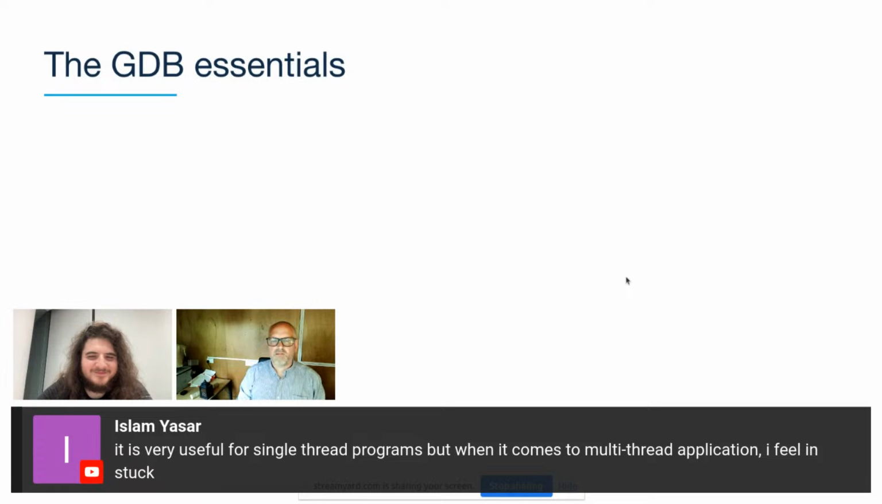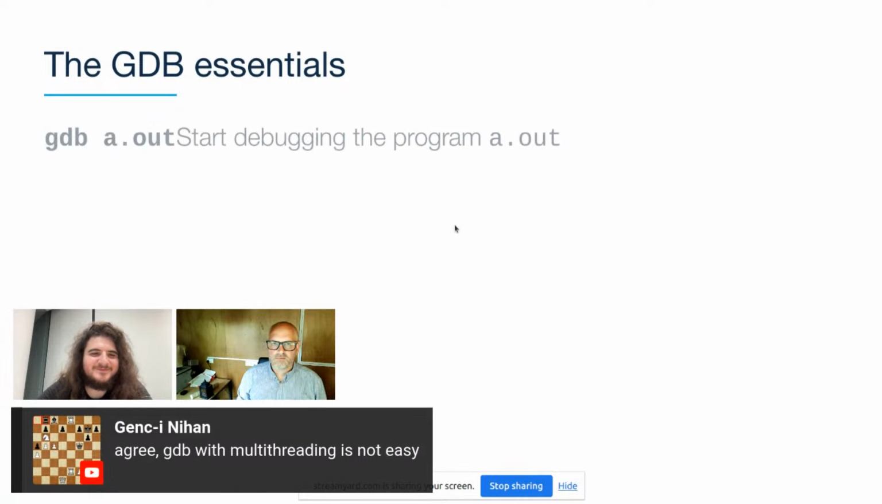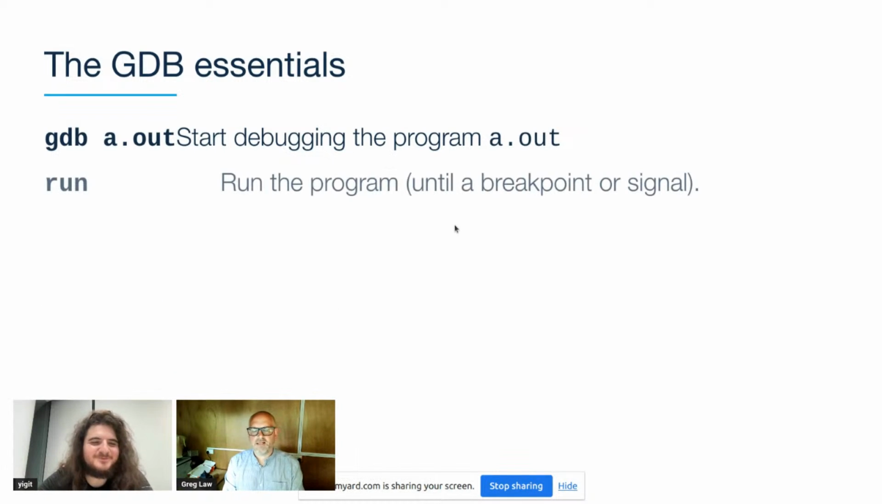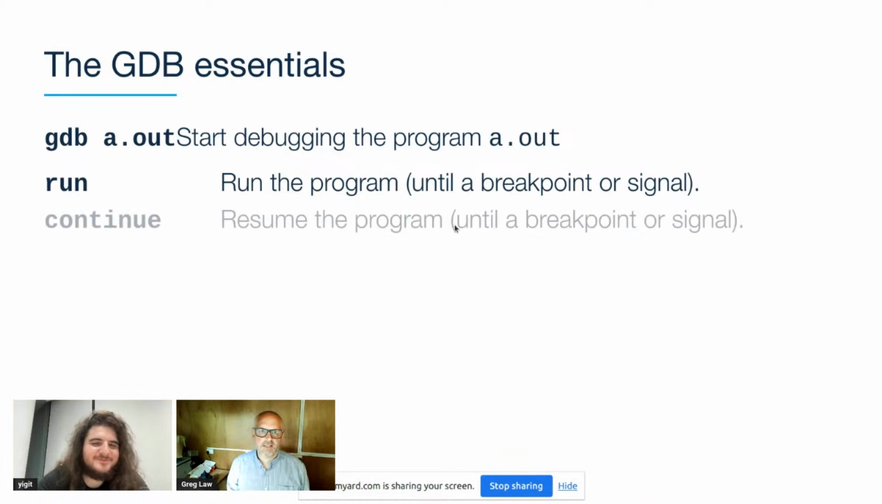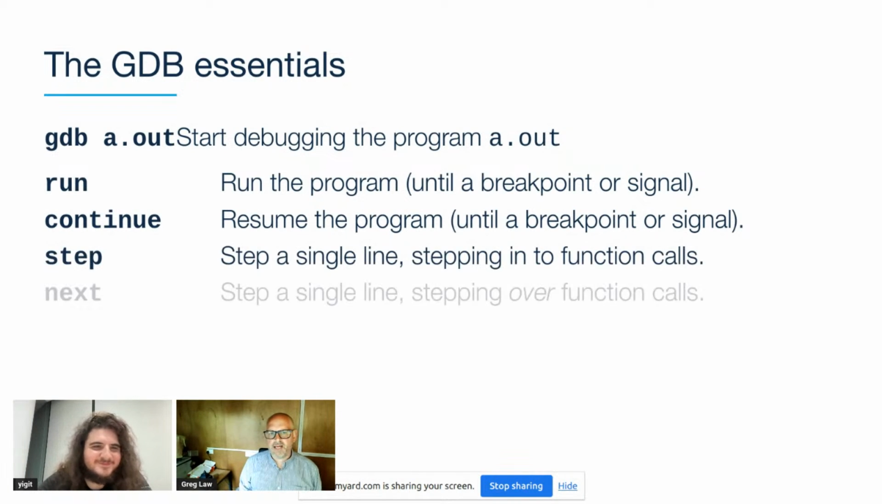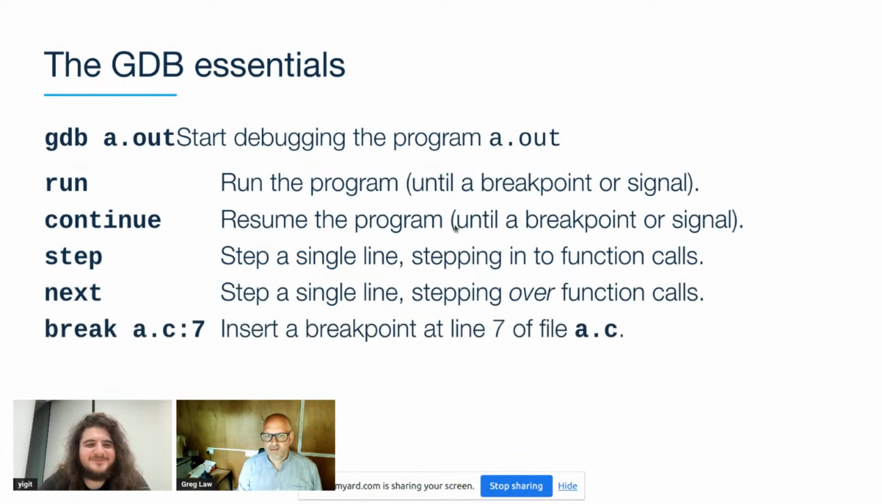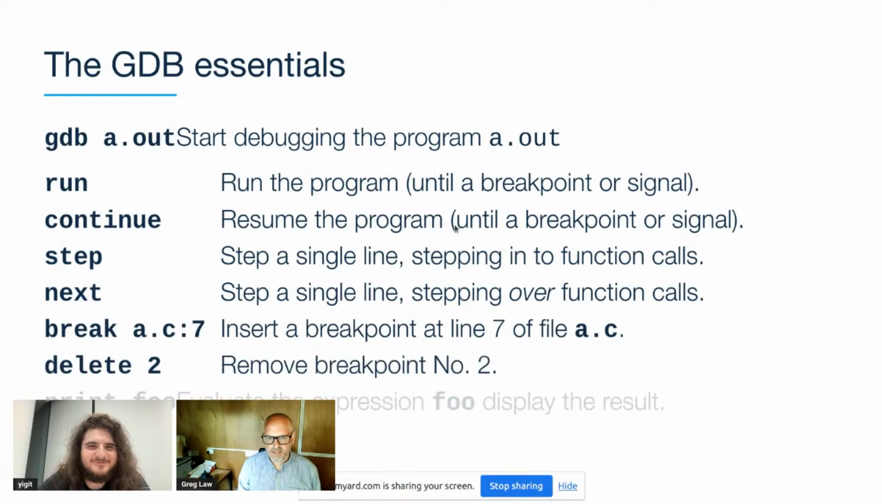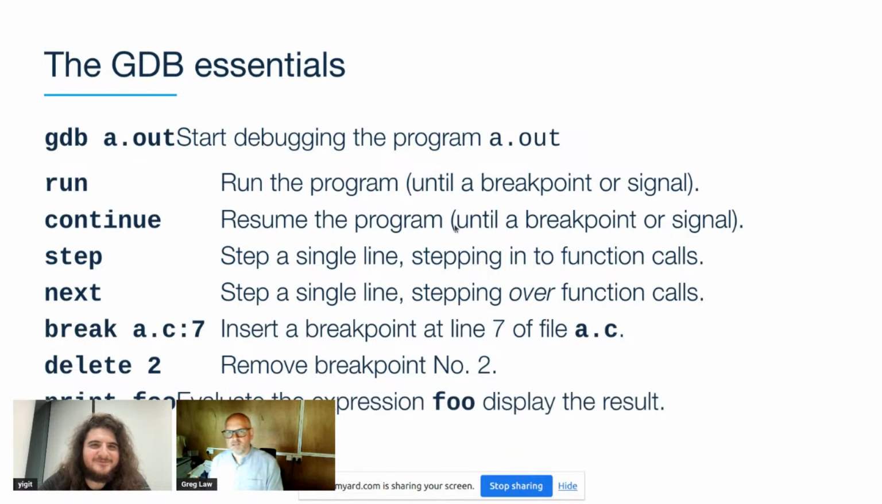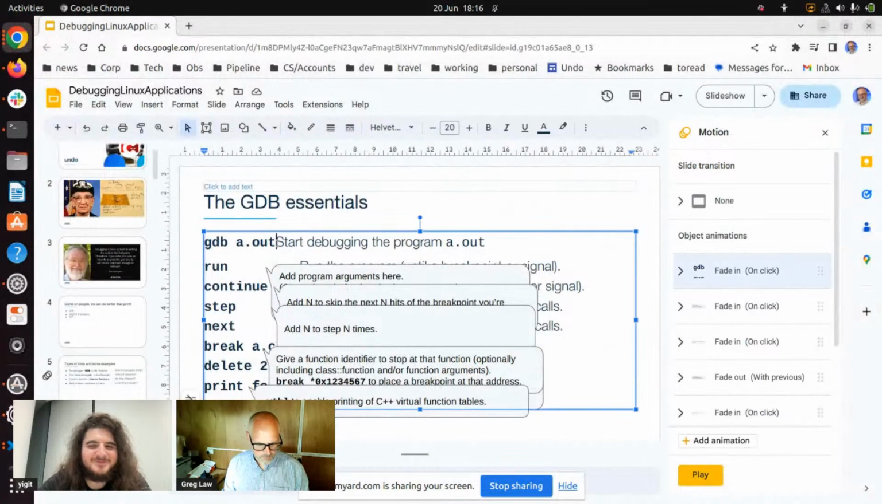So when we run GDB, we run it like this, right? gdb a.out starts GDB to debug a.out. You probably knew that. Everyone knew that. Then run runs the program until it hits a breakpoint. You probably knew about continue, step, next, break, delete a breakpoint, and print. So print an expression. Look at this.